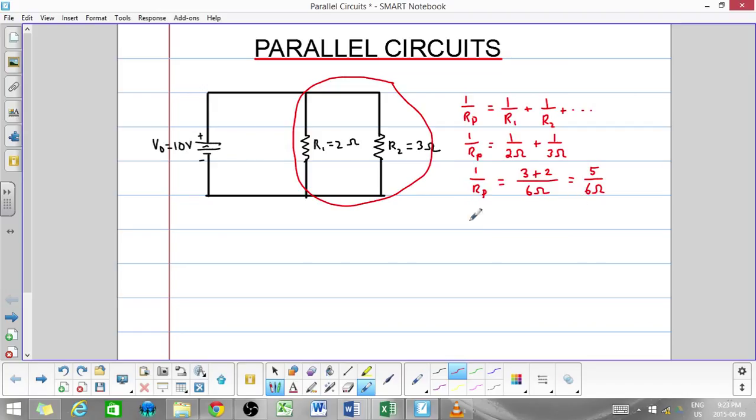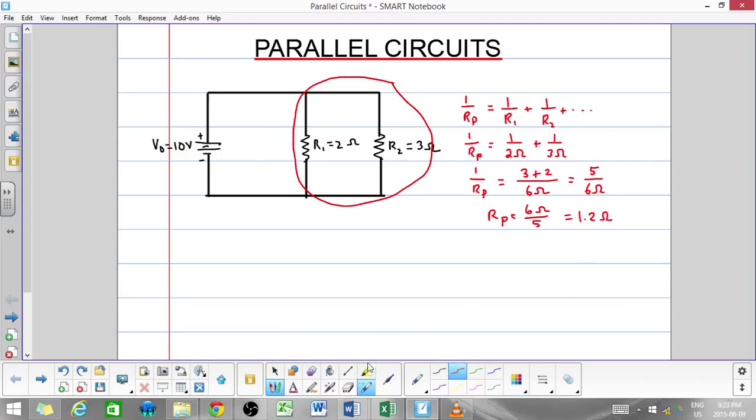And now to solve that, you have to flip both sides. So RP over 1, or just RP, then is 6 ohms over 5. This is the step people often forget, the flipping. That's 1.2 ohms.